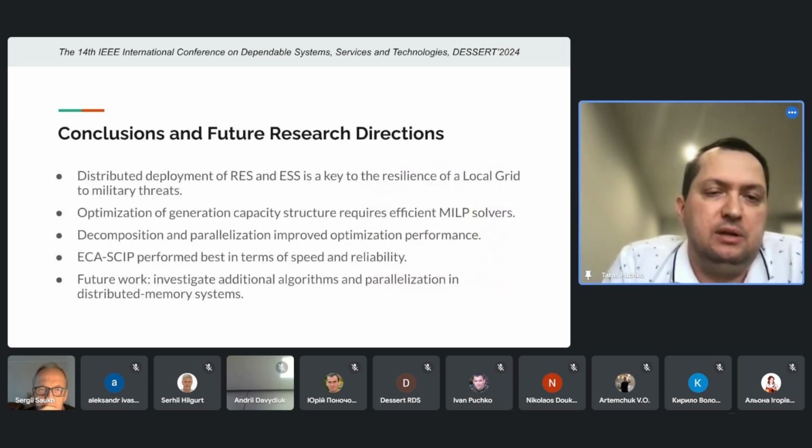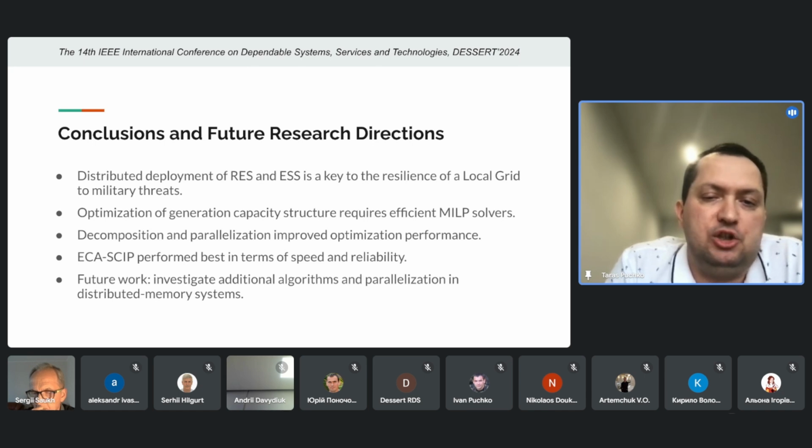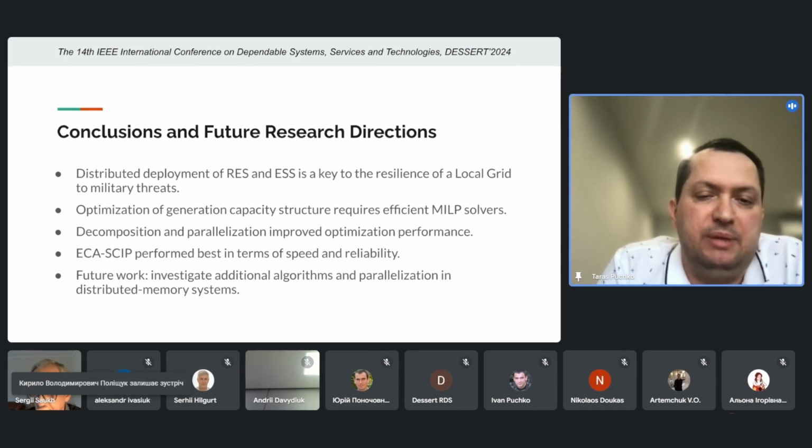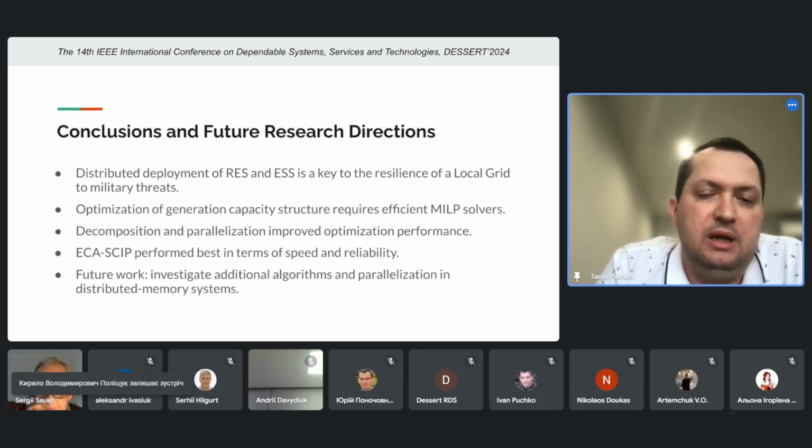In conclusion, enhancing the resilience of the local grid to military threats can be achieved through the distributed deployment of renewable energy sources and energy storage systems. However, planning such systems requires solving large-scale MILP problems efficiently. Our decomposition and parallelization strategies significantly improved the efficiency of optimizing the generation capacity structure in a local grid. The custom solver based on the evolutionary centers algorithm demonstrated the best performance in both speed and reliability.